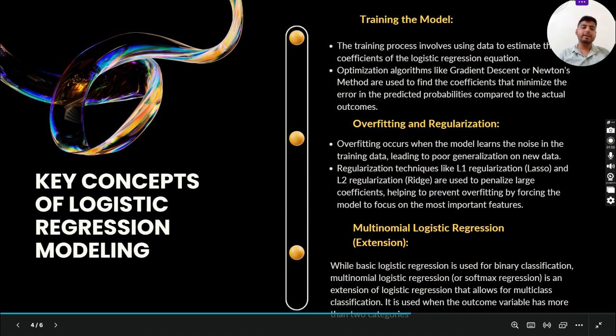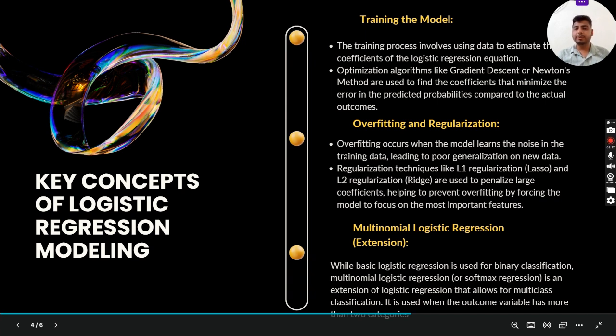Now, the next key concept of logistic regression modeling is training the model. The process involves using the data to estimate the coefficients of the logistic regression equation. Optimization algorithms like gradient descent or Newton's method find the coefficients that minimize the error in the predicted probabilities compared to the actual outcomes.